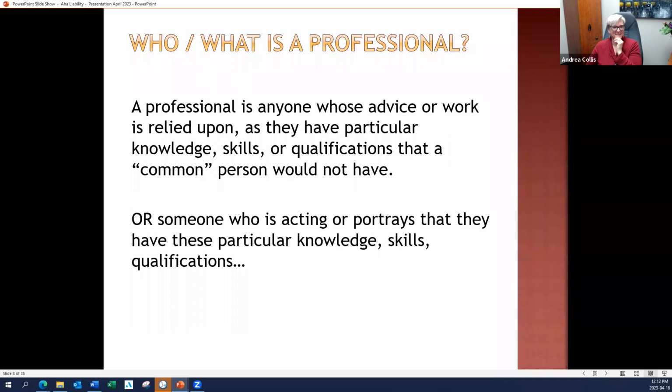Okay, so this is where we're at as to who is a professional. And typically there are actual definitions of this. But one qualification I want to say is sometimes someone can be held as a professional if you're simply acting or portraying that you have particular knowledge or skills or qualifications. And the reason I clarify that is that there is still real world knowledge, that not everybody has a degree, but is still an experienced professional in what they do.